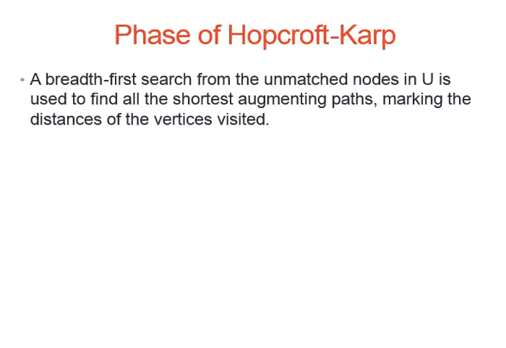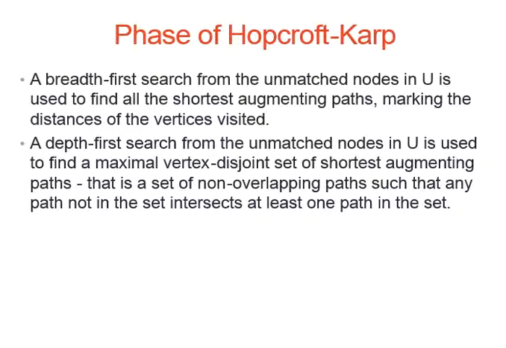The algorithm runs in phases. In each phase, a breadth-first search is run starting from the unmatched vertices in U to find the complete set of shortest possible augmenting paths. The breadth-first search marks the distance of each vertex visited.